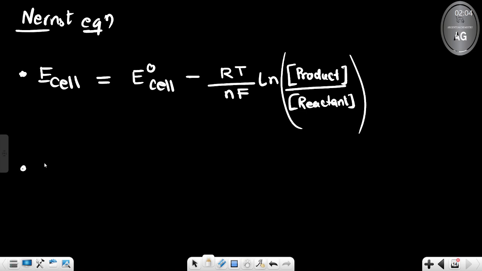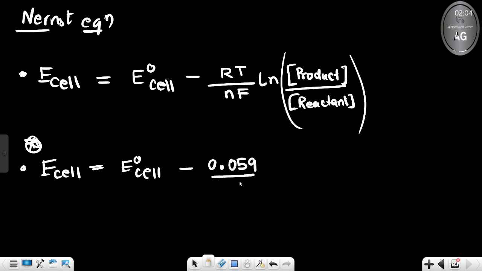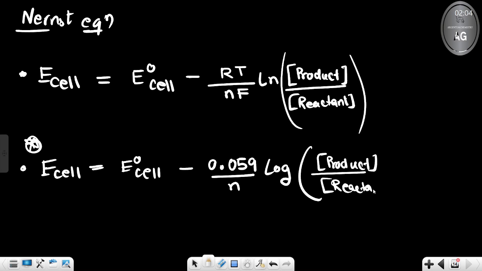So the simplified version of this equation is what you will use in the question also. You need not write the first one in the question; when you use this, you will write this second equation. So E cell equals E0 cell minus 0.059 by n into log product upon reactant. But please make sure that you don't write it as ln. It is log, because 2.303 we have already multiplied, so that becomes log base 10. For this second case, it is no more ln, it is simply log.